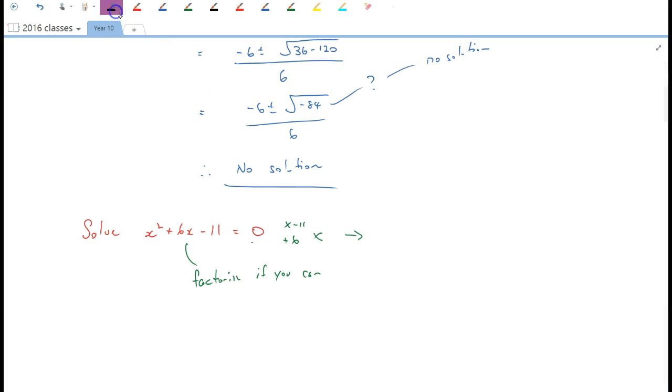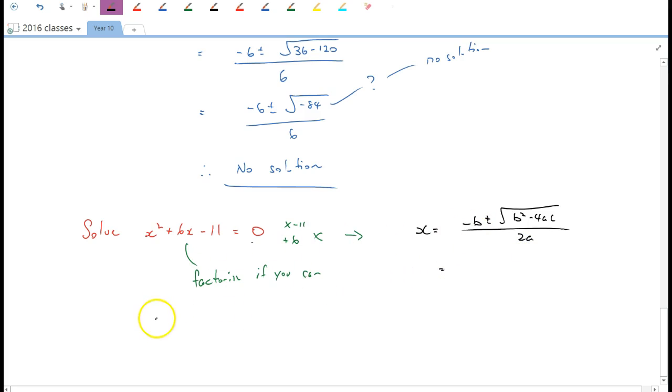x equals... I'm just going to keep writing this formula out so that we get good at seeing it and becoming familiar with it. What's my b here? Might be an idea just to write down what our values of a, b, and c are. So a is equal to 1, b is equal to this number here, 6, and c is equal to this number here, minus 11.